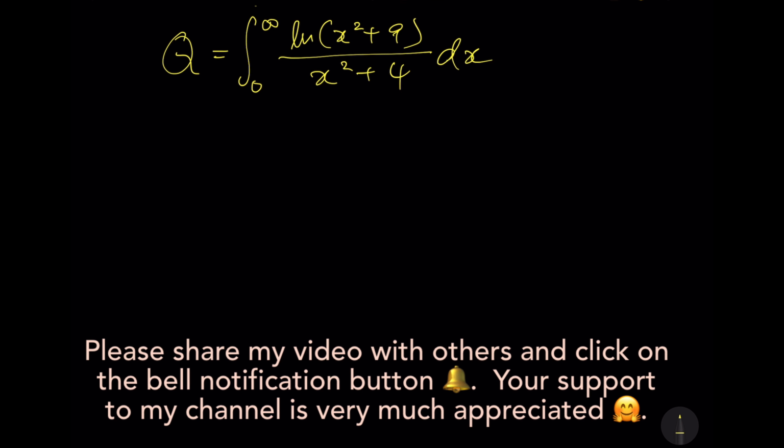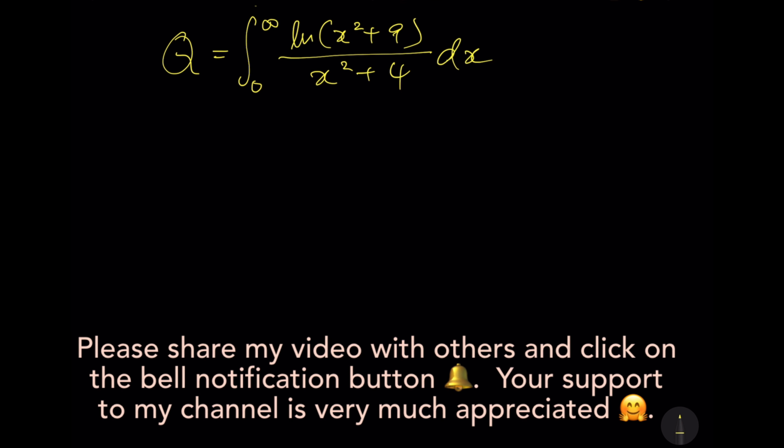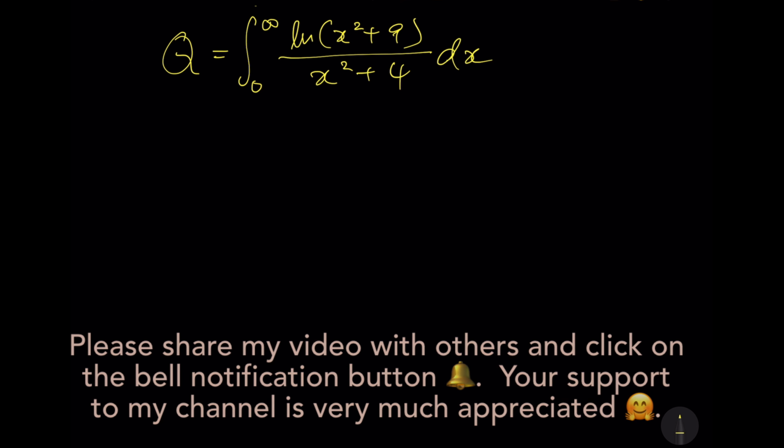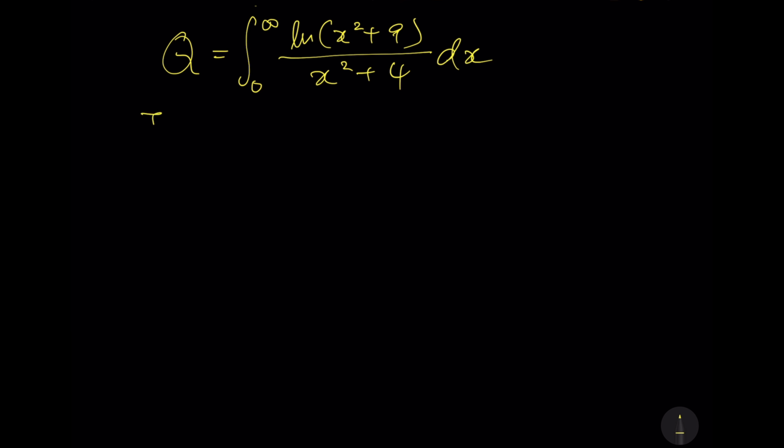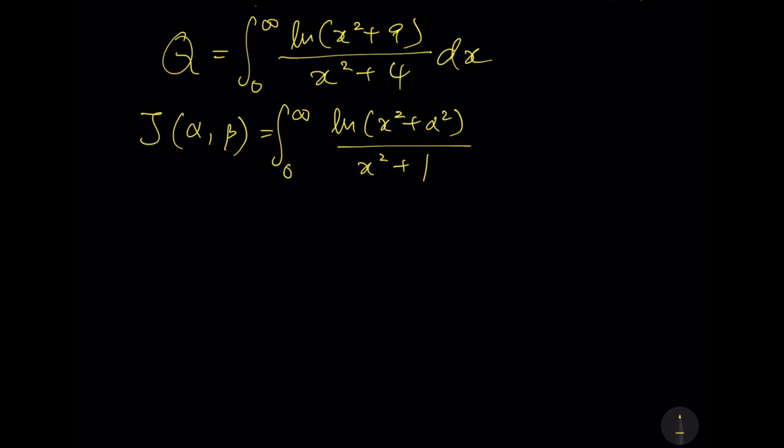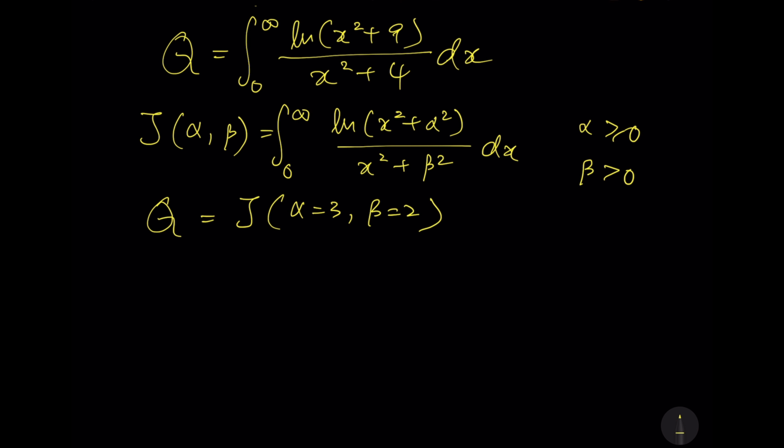This is today's question. It can be solved using Feynman integral tricks, which is differentiating inside the integral. First, define function J with parameters alpha and beta equals the integral from 0 to infinity of natural log of (x squared plus alpha squared) divided by (x squared plus beta squared) dx, where alpha must be equal to or bigger than 0 and beta must be bigger than 0. We can see that our question Q is equal to J when alpha equals 3, beta equals 2.